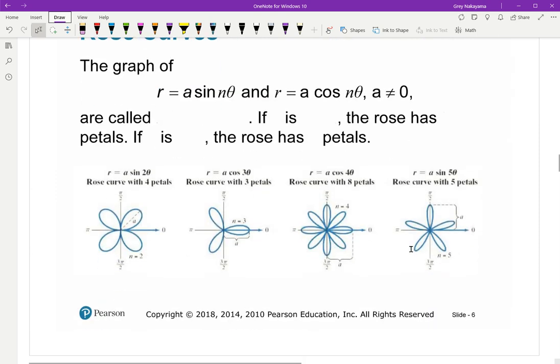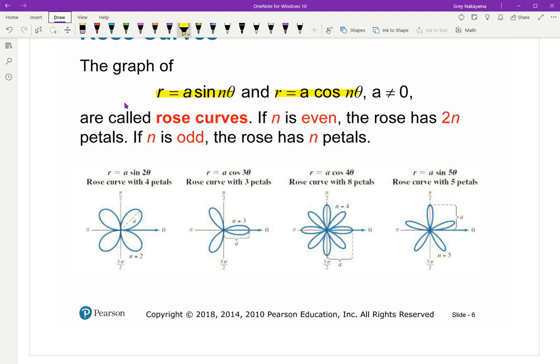All right, the next curve we have is something called a rose curve. Those equations look like this: r equals a sine n theta, or r equals a cosine n theta. Those are our rose curves. Now, what you have to pay attention to is n is very important in this problem. If n is even, then the rose has 2n petals, so you double it to find the number of petals. If n is odd, then the rose has that many petals.